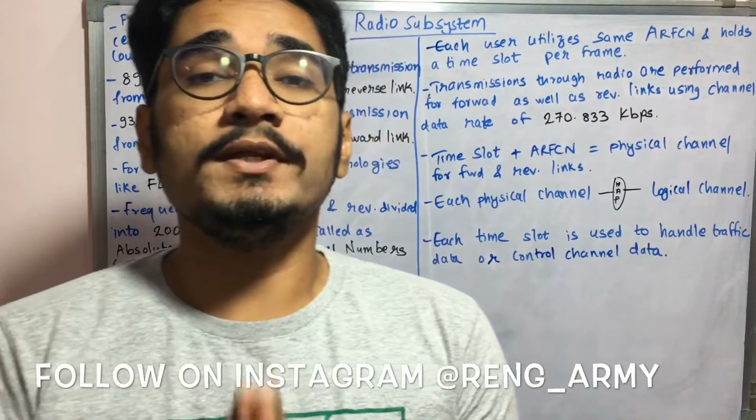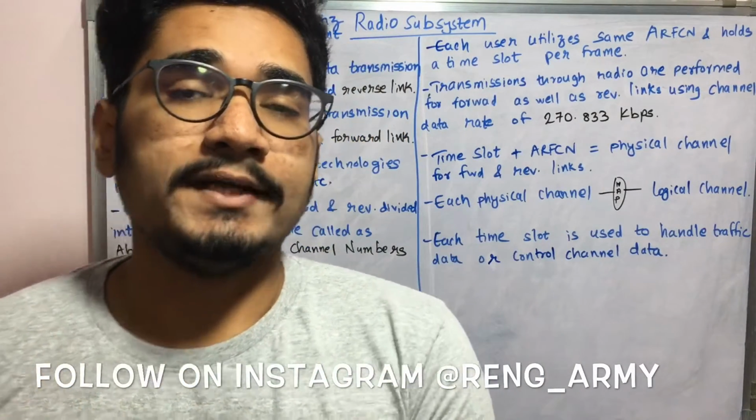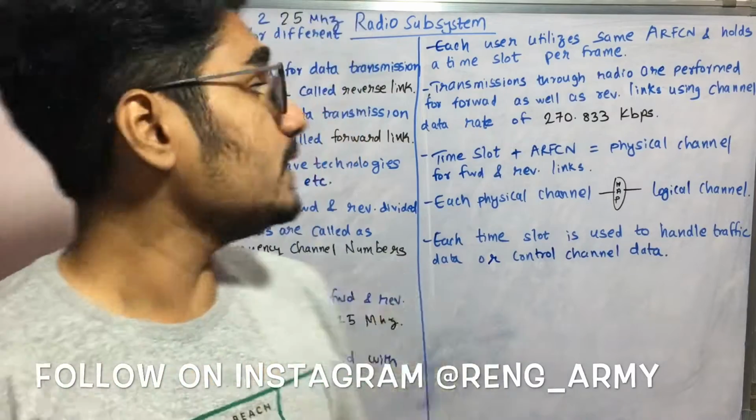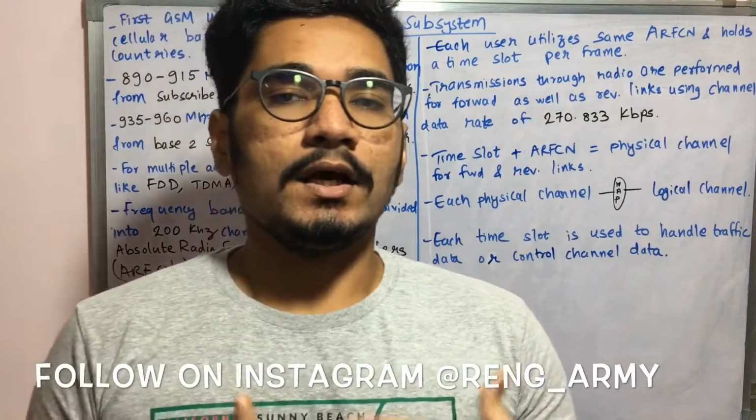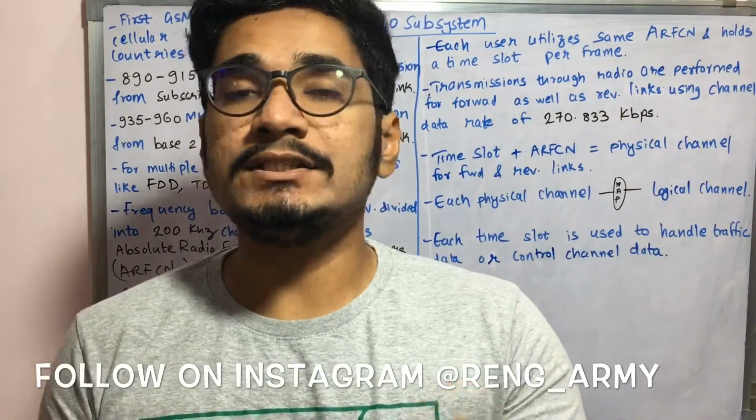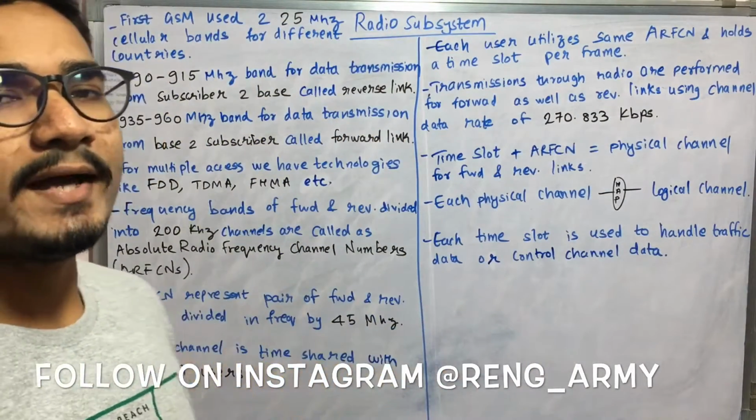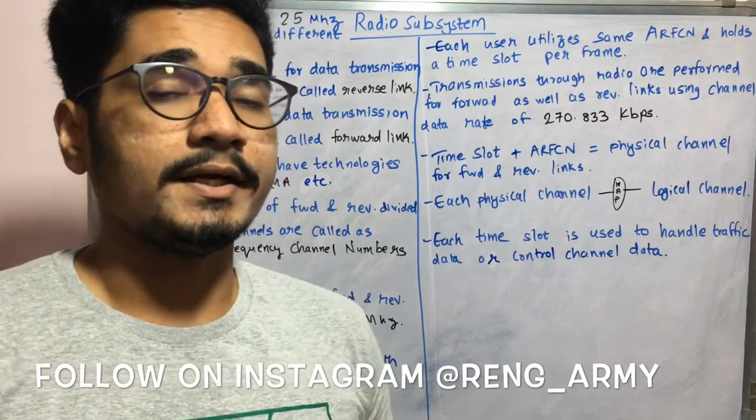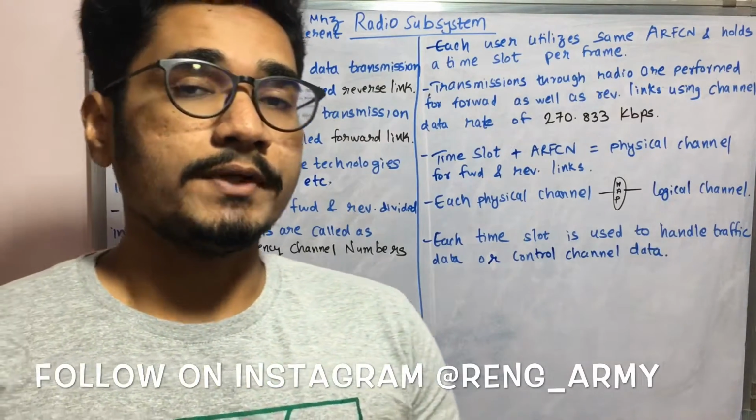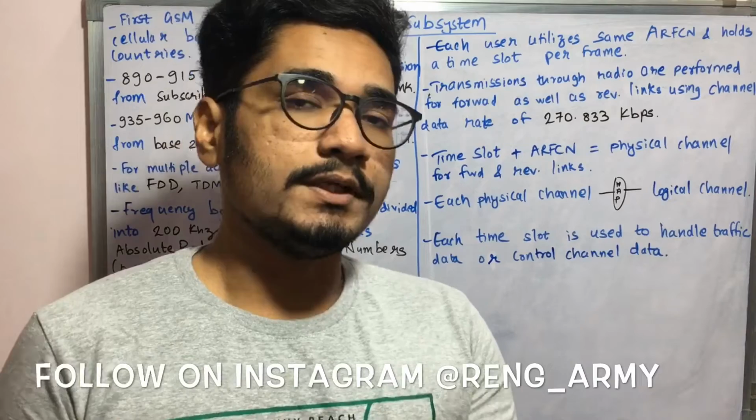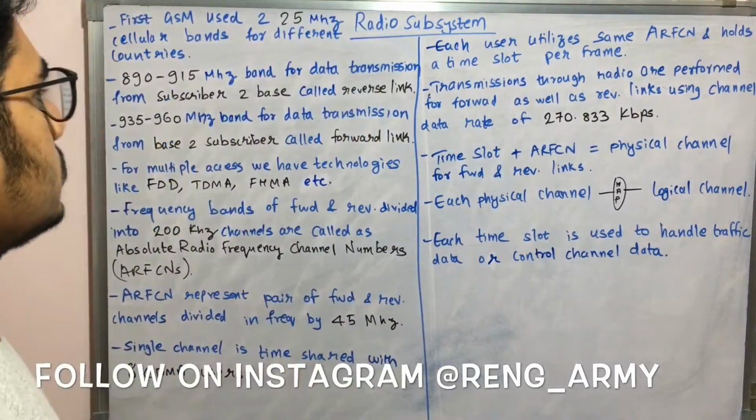So today in this video we'll see some of the important facts as well as the numbers regarding the radio subsystem in wireless systems. This comes under the GSM networks. So let's begin. There are some facts and numbers regarding this radio subsystem, and how the frequency allocation is done and how the various mappings are done in this.